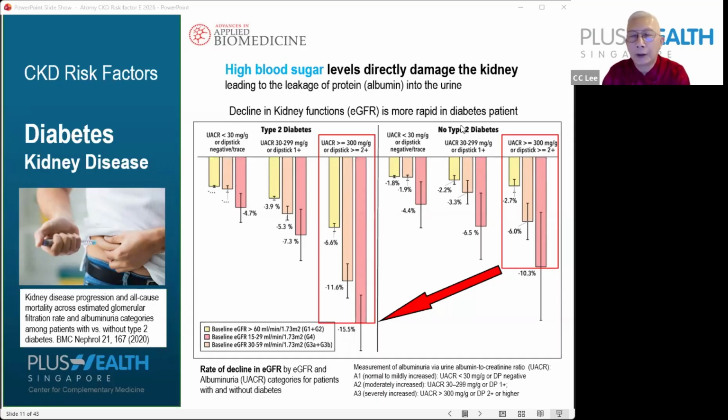For CKD patients that don't have diabetes, the decline of the eGFR, which is the kidney function, is about 10% in this case. Let's look at this case, right? Whereas if you are a CKD patient with type 2 diabetes, then the decline of your eGFR kidney function is 15%. So you can see from here that high blood sugar directly damages the kidney and results in a faster decline in kidney function.